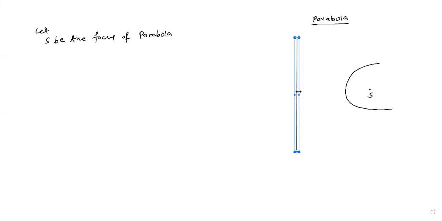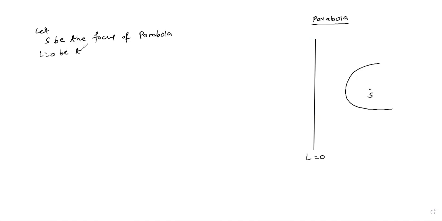Sorry, this is the parabola. Let S be the focus of the parabola. And a line L, draw a line L like this. Let L equal 0. This line L equal 0 is the directrix of the parabola.